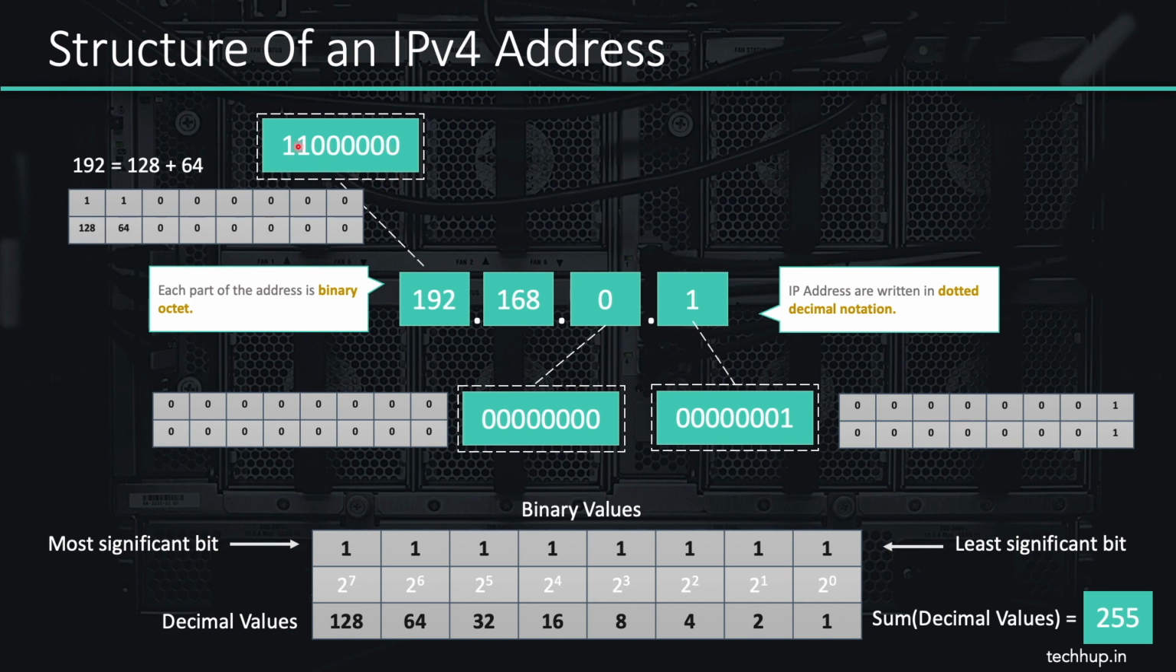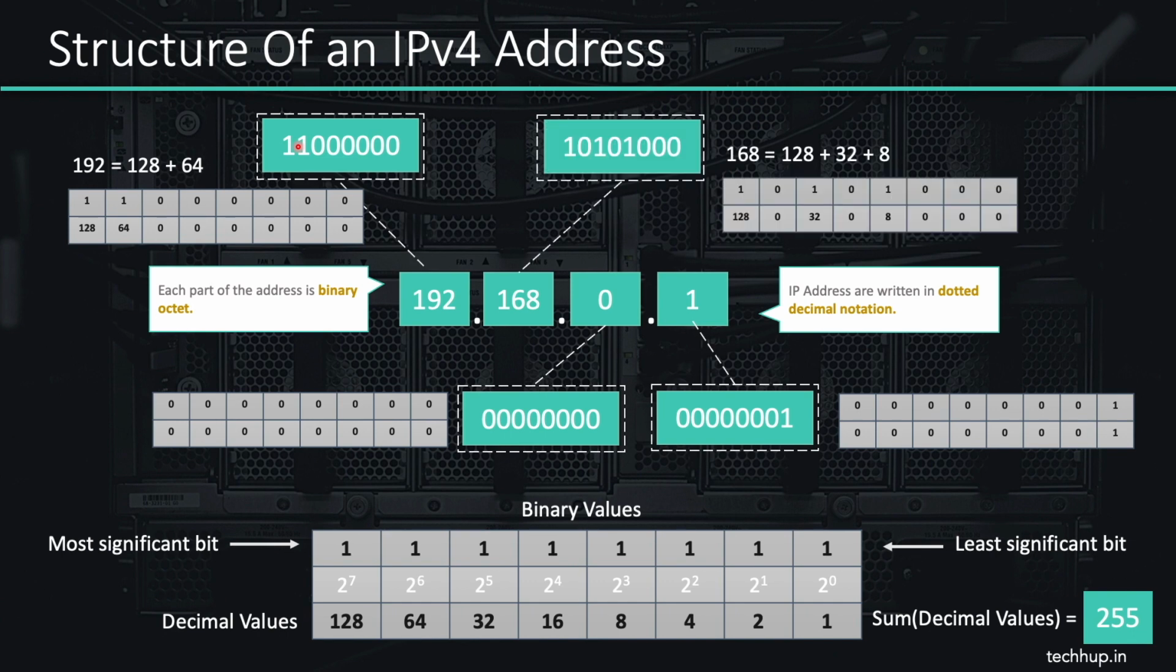Now coming on to the second octet, which is 168. It is the summation of 128, which is the first bit, and then the third bit, which is 32, and then 8, which is the fifth bit. But the remaining bits' corresponding decimal values are 0. Hence the binary values would also be 0, and this is what the binary representation of the second octet will be.